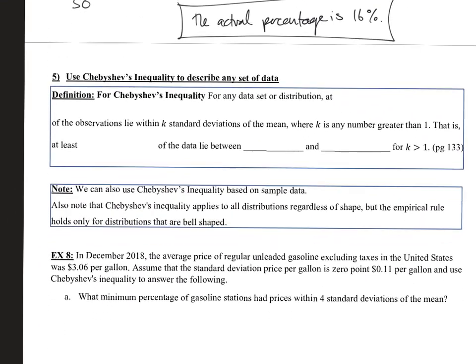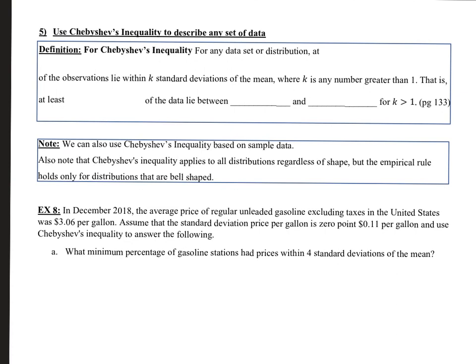Okay, let's take a look at the last objective for this. This is Chebyshev's, which I think is how to say it, inequality to describe any set of data. So for any data set or distribution, at least 1 minus 1 over k squared times 100% of the observations lie within k standard deviations of the mean, where k is any number greater than 1. That is, at least 1 minus 1 over k squared times 100% of the data lie between mu minus k sigma and mu plus k sigma for k greater than 1.